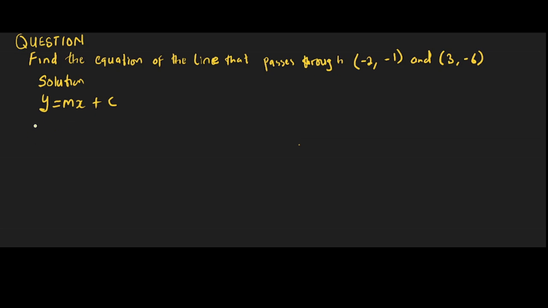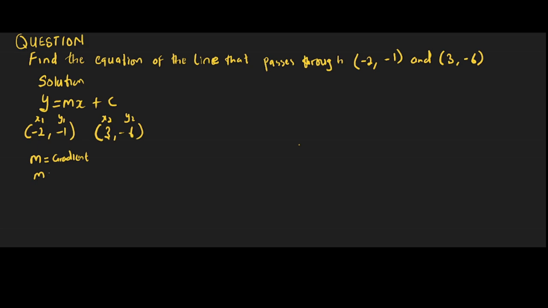equation of the line. Now, these are the points given: (-2, -1), and we're also given (3, -6). Here we take this as x1, this is y1, this as x2, this is y2. When we have this, firstly, this is m. We need to get our m. Our m is our gradient. M equals gradient.